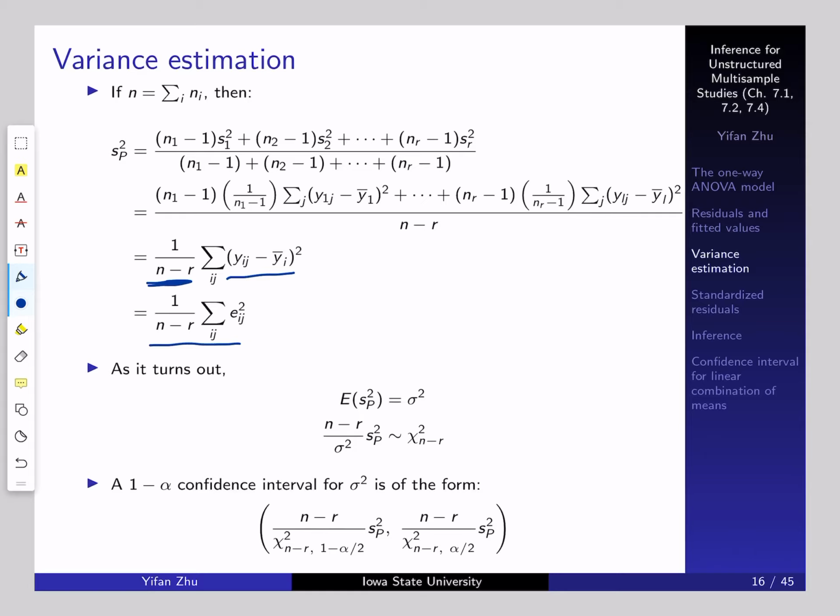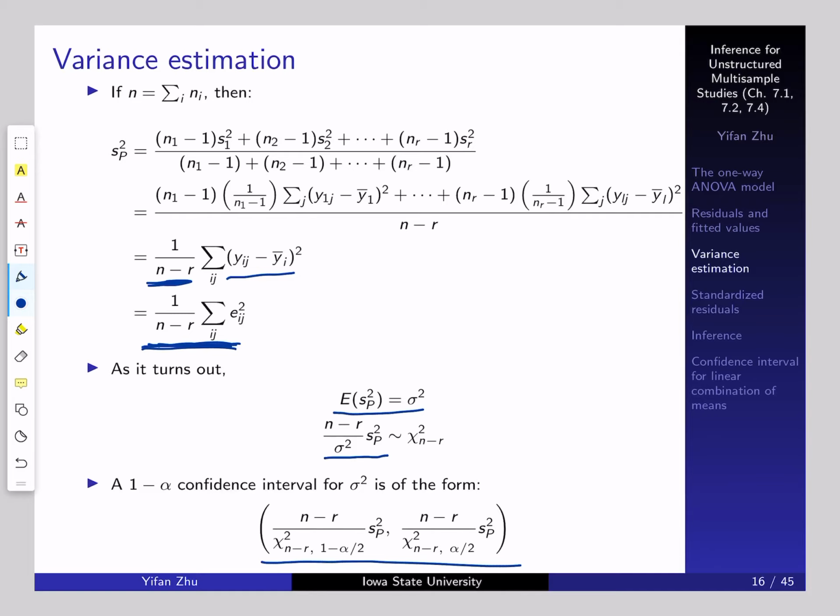And it turns out that with this result, we find that the expected value of Sp squared, the pooled sample variance, is sigma squared. And n minus r over sigma squared times Sp squared has a chi-squared distribution with degrees of freedom n minus r. So because of this, the 1 minus alpha confidence interval is like this.